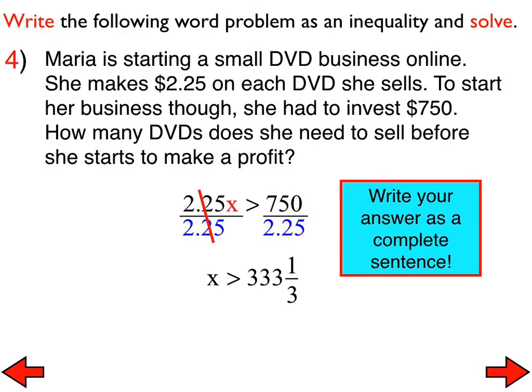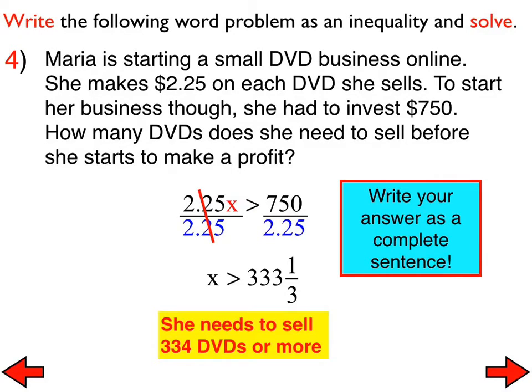Your math solution answer is going to stay like this, but your sentence needs to make sense to answer the question. So are we going to round up or round down? What do you think? Up. Again, she wants to make a profit. So you want to round up and say, okay, you need to sell at least this many DVDs to make money. If you round down, then you're cutting yourself short a little bit. You're not quite making enough money to break even. We want to sell 334 DVDs or more to make a profit. Does this make sense?